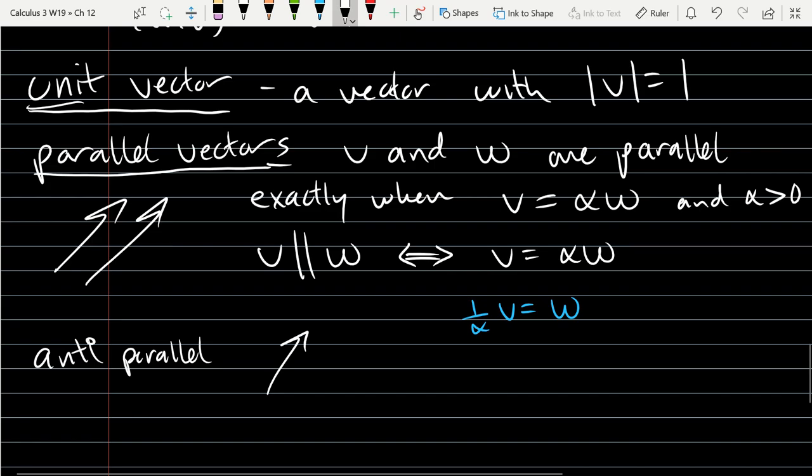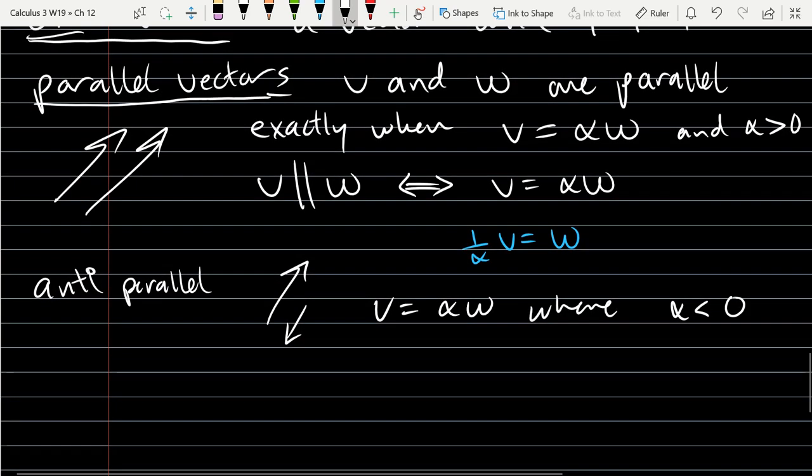So that's two vectors pointing opposite directions, and that's when v equals alpha w, where alpha is less than zero. So they're negative multiples of each other. And of course, if alpha is negative, one over alpha is also negative. So that's anti-parallel.